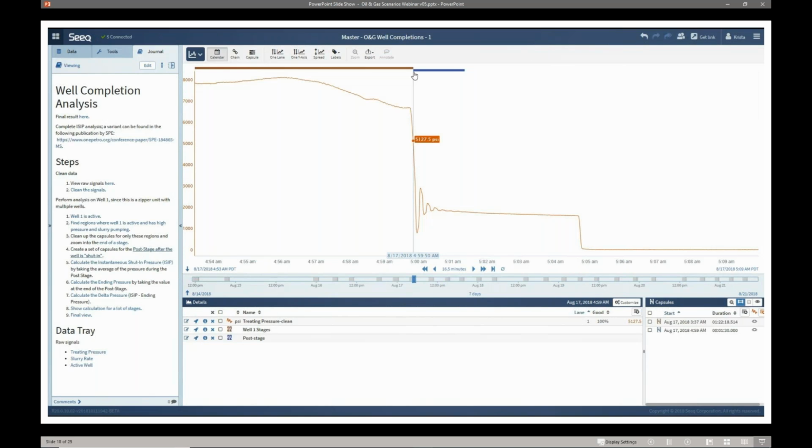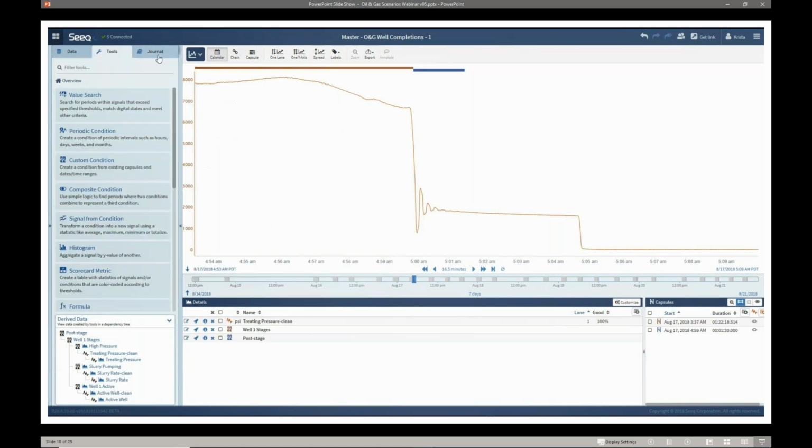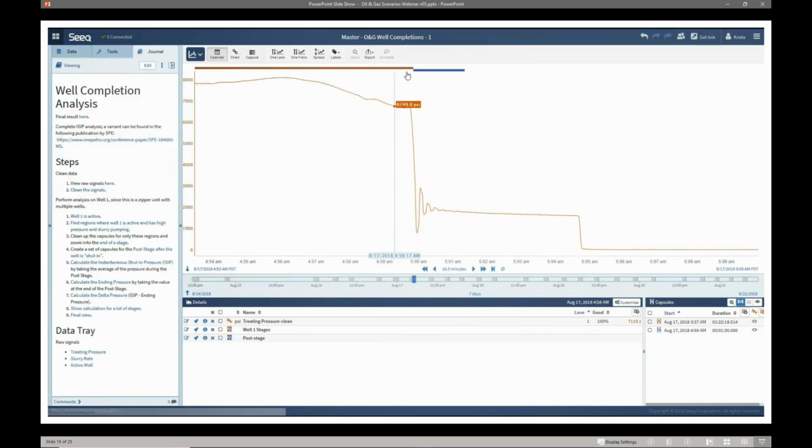To do that, I've created a capsule here. This comes from a condition called post-stage, which I made using formula. In here, I've used my after end function to create a capsule that is 1.5 minutes long at the end of each well 1 stage. Now that I have this capsule, I can focus my analysis on this post-stage period.